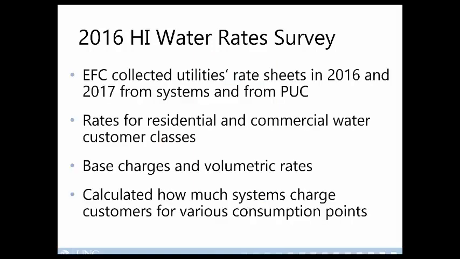Great. Thanks, Glenn. So we conducted the survey over a few months in 2016 and 2017 by collecting rates and rate sheets from water systems in Hawaii for residential and commercial water classes. And these rates included base charges and volumetric rates. And we used the data that we collected to calculate various consumption points for both residential and commercial water.